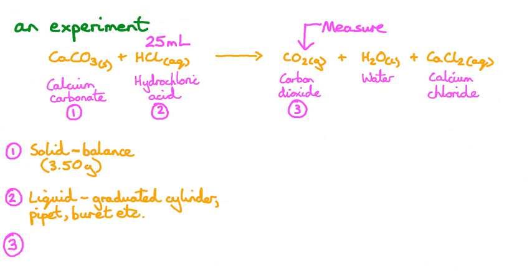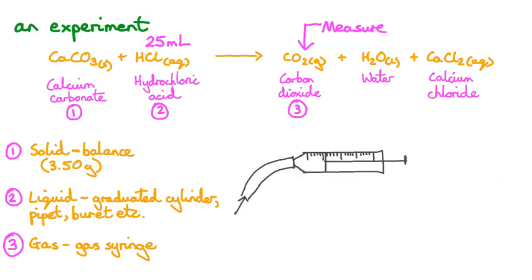Finally, we need to measure the production of our carbon dioxide gas. The easiest way to do this is with a gas syringe. You simply attach your gas syringe to tubing connected to your reaction vessel and watch the plunger of the gas syringe move. Now that we've put this into practice, let's summarise what we've learned.